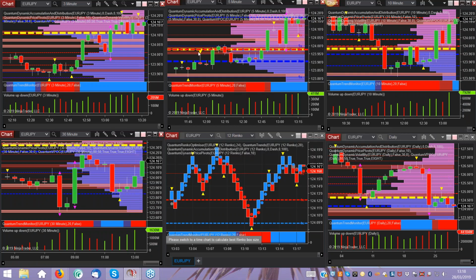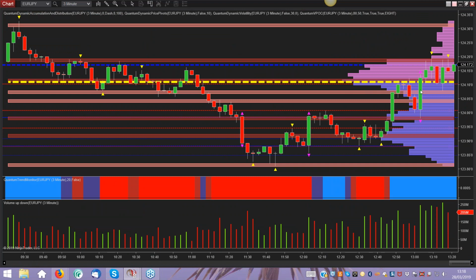Reaching a pause point at the moment. We've gone into congestion. We're on 3. We had a volatility candle. We're trading around the volume point of control, and this level here is pretty important.